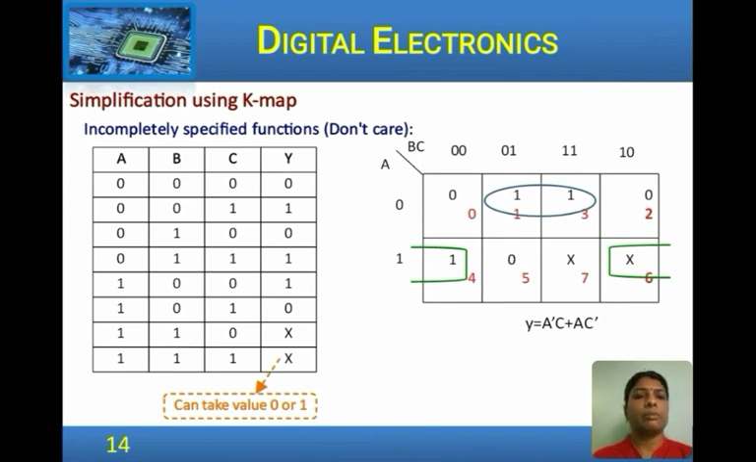Now, looking into incompletely specified functions. So, that is do not care conditions, that is the output could be 0 or 1 for such combinations. So, consider a table given over here where A, B, C are the 3 inputs and Y is the output. Please observe, for the combination of input of 1 1 0 and 1 1 1, the output is X, that is it is a do not care condition, it can take a value of 0 or 1. So, how do we simplify this?